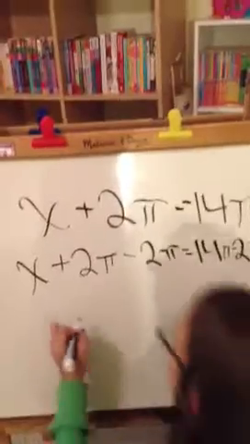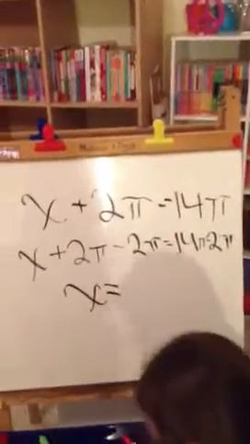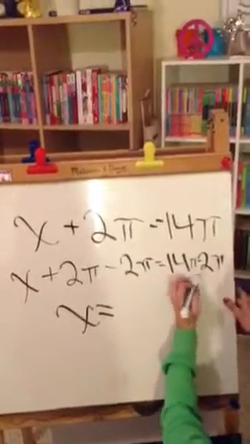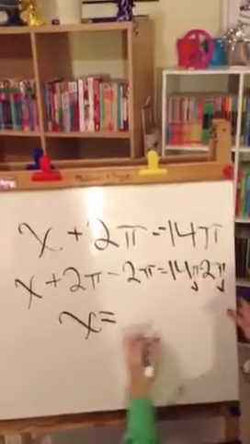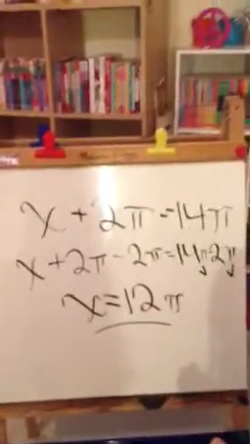Now what you're going to do right here is you're going to subtract these two. And 14 minus 2 is obviously 12. And as for the pi, you just keep it in. It'll be 12 pi. Like that.